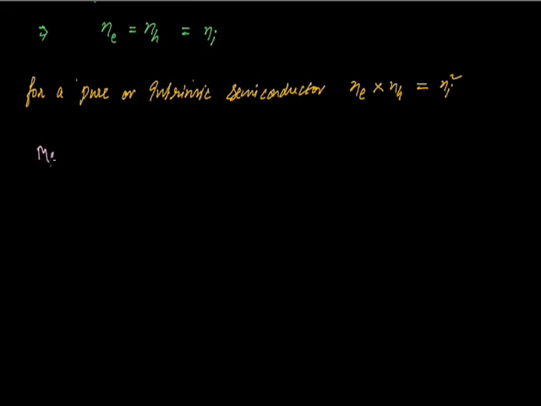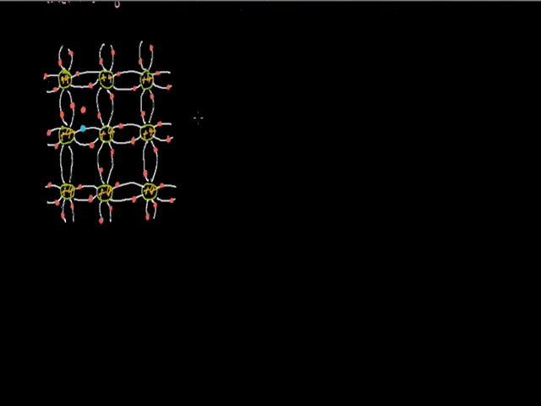Now we will understand how a hole is moved in the valence band from one position to another position.